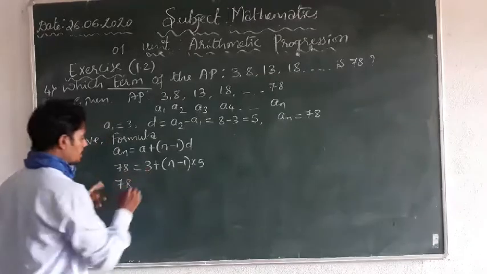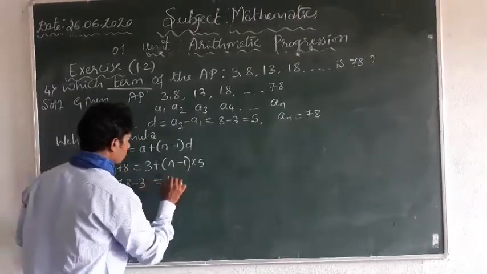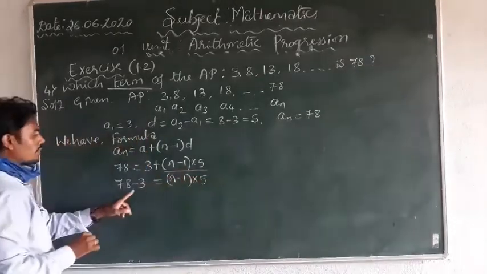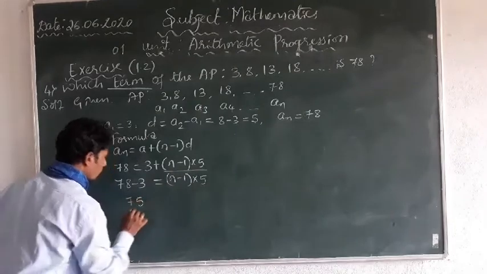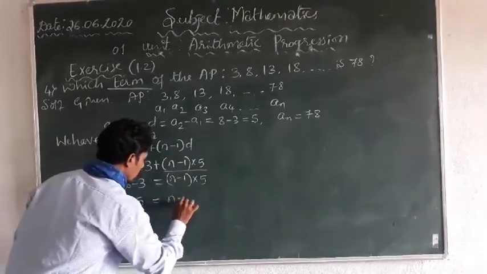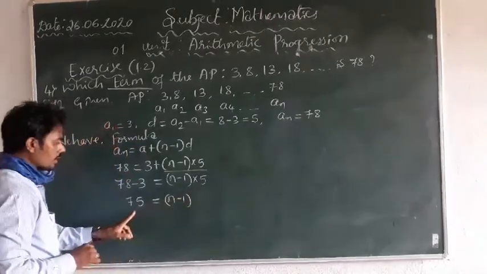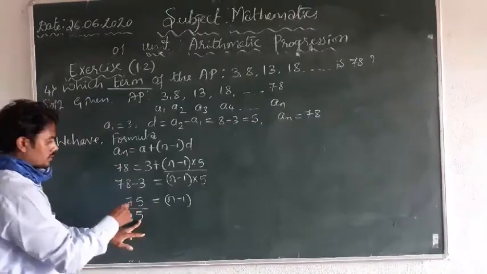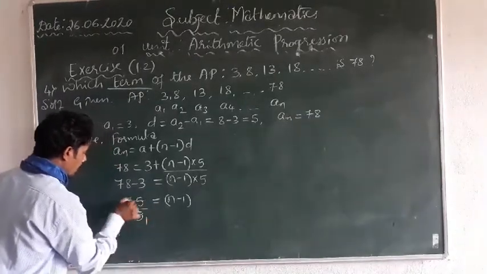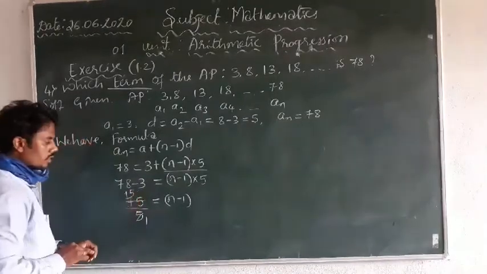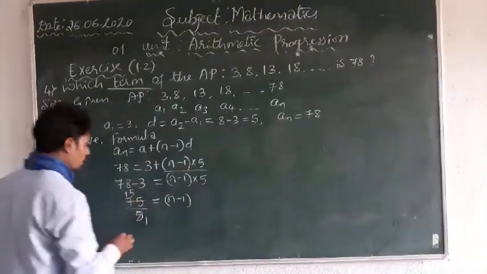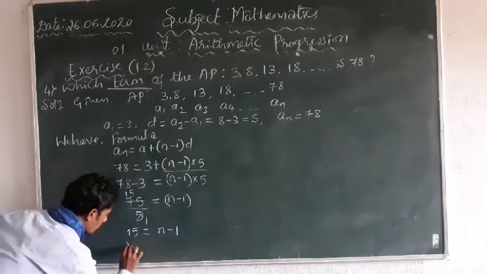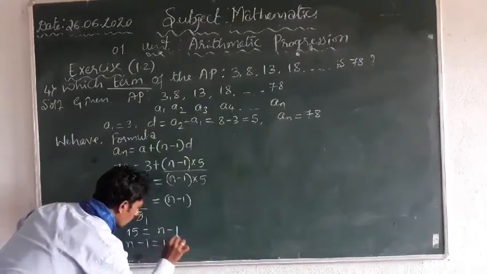78, take the 3 to this side, minus 3, is equal to, write as it is, n minus 1 into 5. 78 minus 3 is 75, equal to n minus 1 into 5. This 5 goes to the denominator: 75 divided by 5. 5 ones are 5, 5 fives are 25, 5 fifteens are 75. 15 is equal to n minus 1.